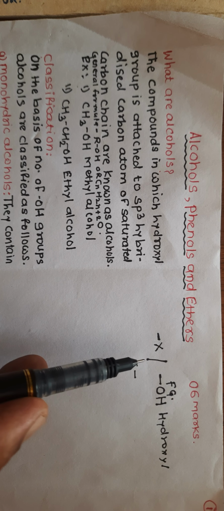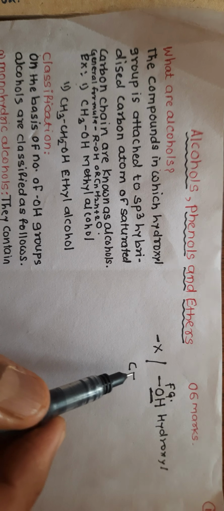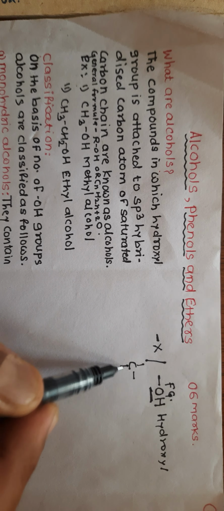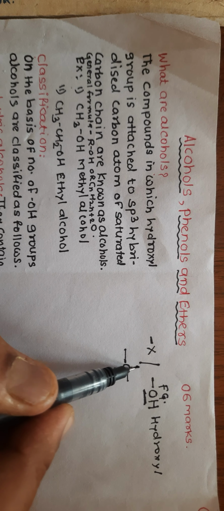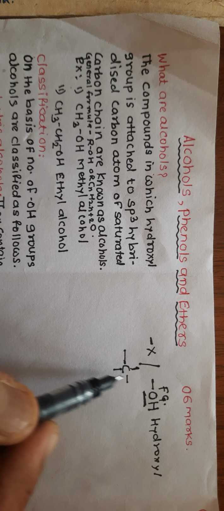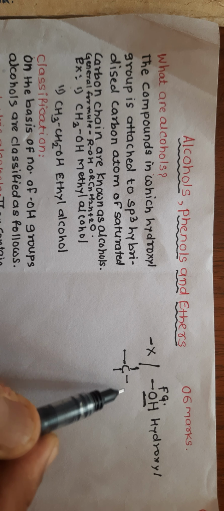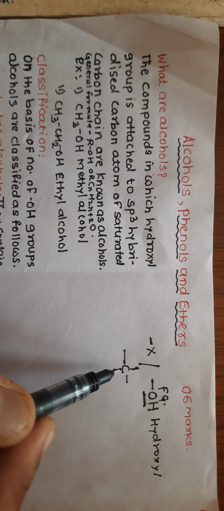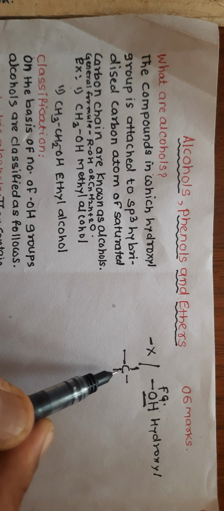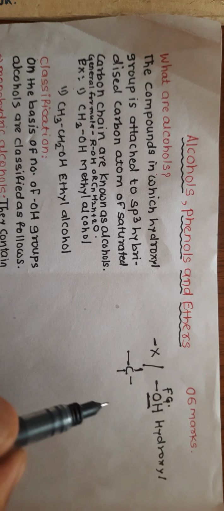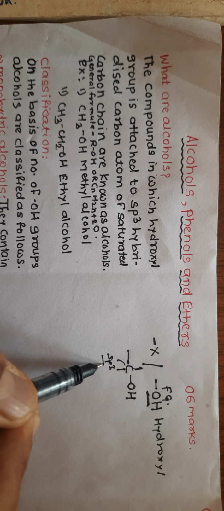Now what are alcohols? The compounds in which this OH group is attached to the saturated sp3 hybridized carbon atom. Now see here, an sp3 hybridized carbon atom means the carbon atom which has 4 single bonds like this. If a carbon atom has a double bond and 2 single bonds, that is sp2, and if a carbon atom has a triple bond and 1 single bond, that is known as sp. But here we have to attach this OH group to the sp3 hybridized carbon.